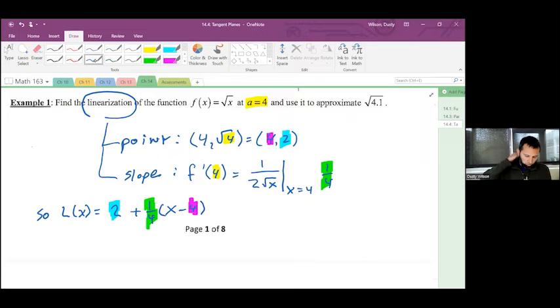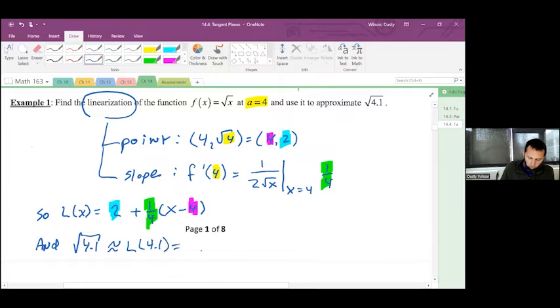If we want to approximate the square root of 4.1, say, the square root of 4.1 is approximately equal to L of 4.1, which would be 2 plus 1 over 4 times (4.1 minus 4). This is 0.1, a quarter of 0.1, so that would be 2.0025, if I did my arithmetic correctly.